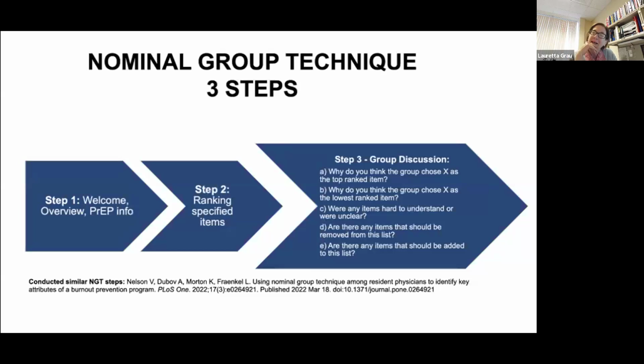So I've always appreciated that independent list generation before a group discussion. As I said earlier in the presentation, let me take a step back. The purpose of mine is to inform intervention development. We already know about these barriers and facilitators towards my specific research topic, which is utilizing PrEP.